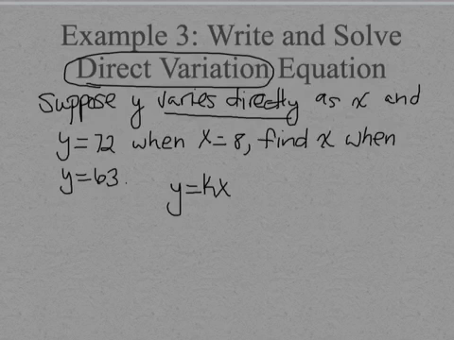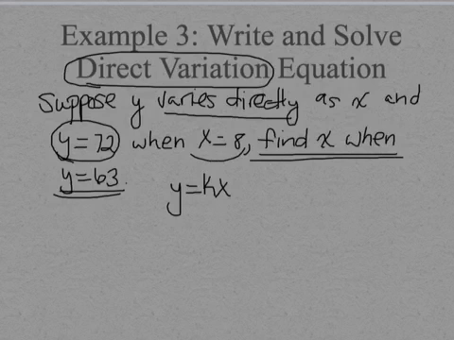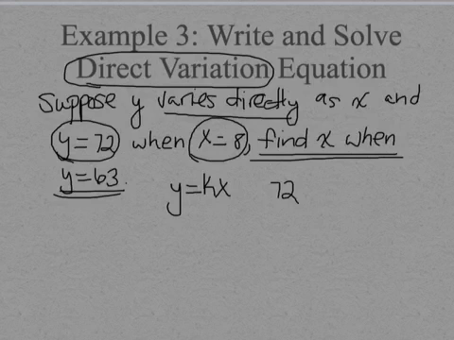The next thing you want to do is, before we even touch this last part that I have double underlined, figure out what this equation is. What is the direct variation equation? And to do that, I need to plug in the givens. So the given here is y is equal to 72 when x is equal to 8. So I'm going to plug that in. 72 is equal to k times 8. Notice I merely replaced the given values of 72 and 8 with y and x respectively.